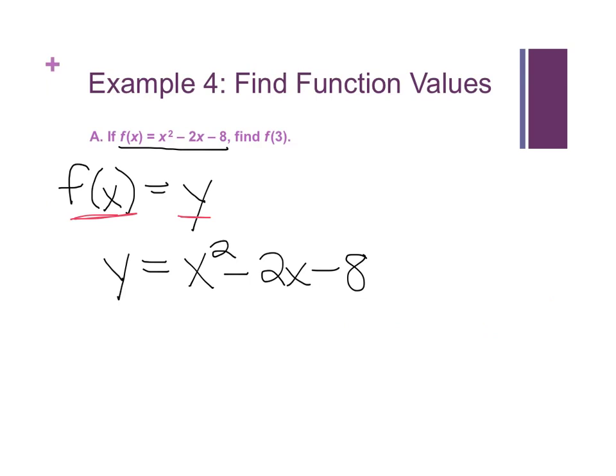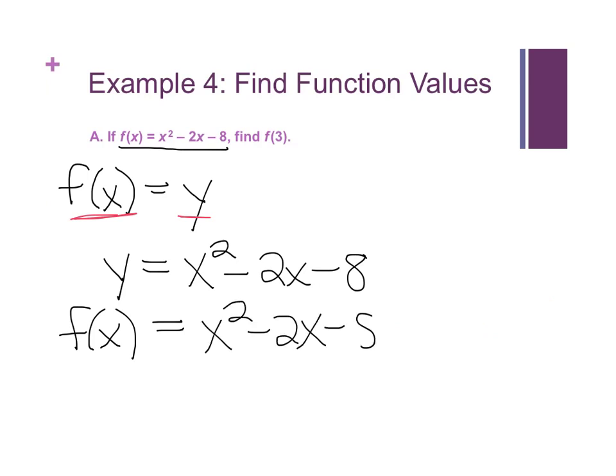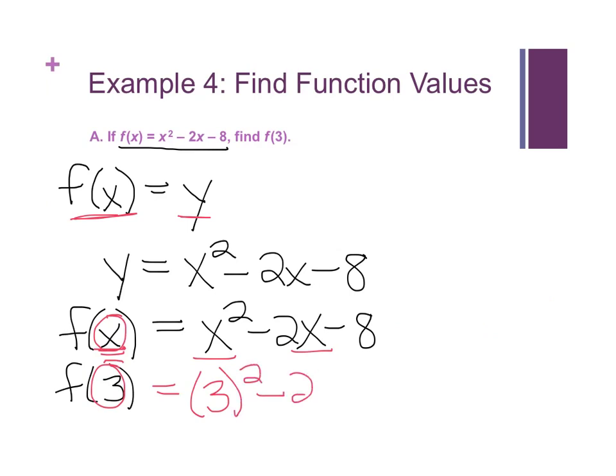So what I want to do when I'm asked to find f of 3, if I rewrite the function f of x instead of y, when they ask me to find f of 3, you can see inside the parentheses here, I am now replacing this x value with 3. So on the other side of the equal sign, I'm going to replace each of these x values with a 3, and then I'm going to follow the order of operations to evaluate my function.